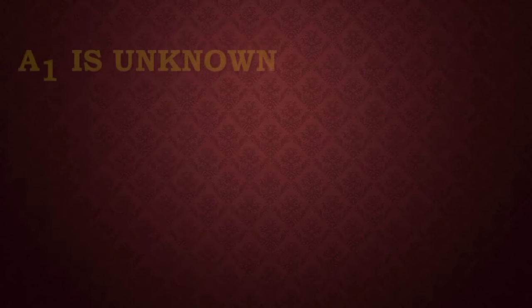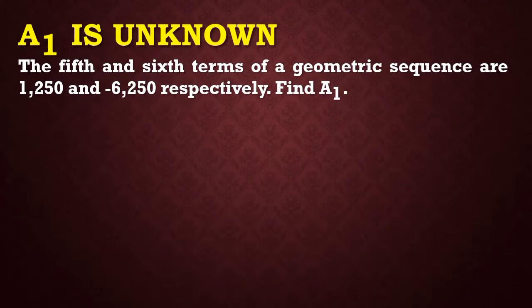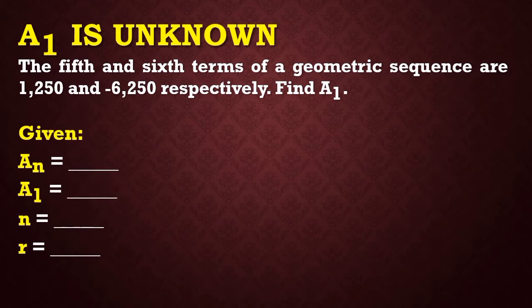So, for our next problem, the fifth and sixth terms of a geometric sequence are 1,250 and negative 6,250 respectively. Find a sub 1. As you can see, yung ating mga terms magkaiba ng sign. So, makikita dito na alternating yung mga signs ng terms. So, let's have the given. So, a sub n, that is negative 6,250. So, yung huling term. So, a sub 1, the unknown, and then n, that is 6.